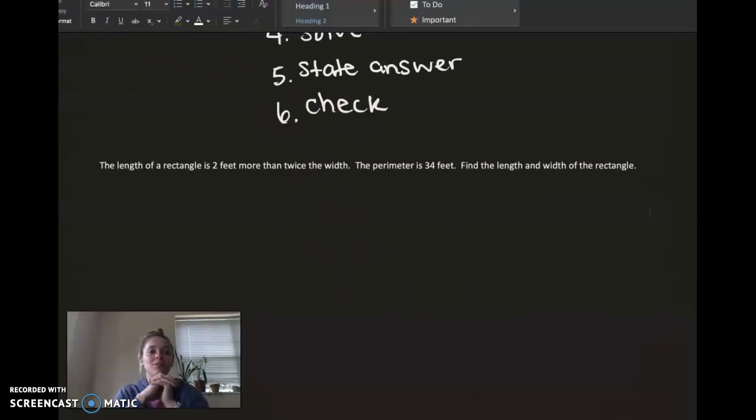It says the length of a rectangle is 2 feet more than twice the width. The perimeter is 34 feet. Find the length and the width of the rectangle.